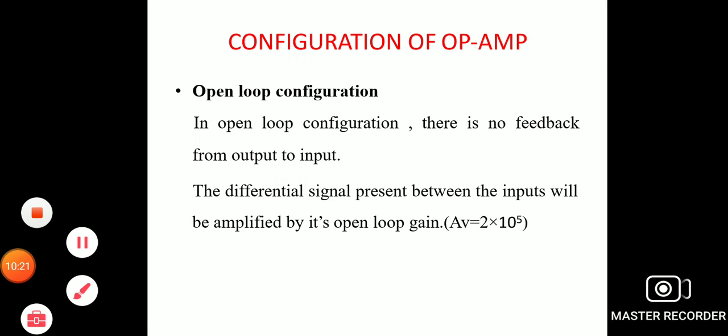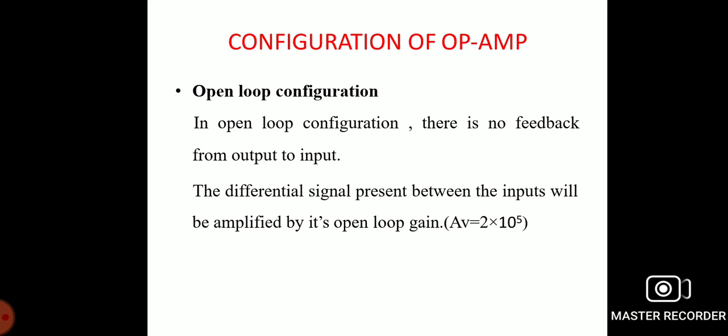Now we can see the open loop configuration. In open loop configuration, there is no feedback from the output to the input. The difference signal present between the inputs will be amplified by its open loop gain, that is, the voltage gain is equal to 2 into 10 power 5. Therefore, even for a very small magnitude of differential voltage, the output will reach positive or negative saturation.